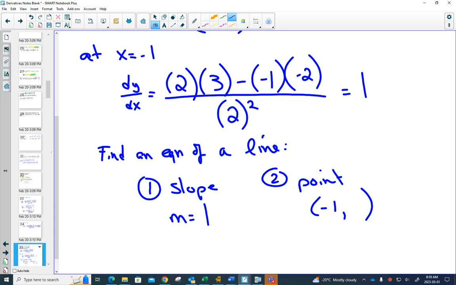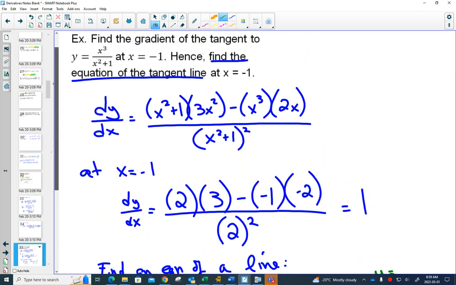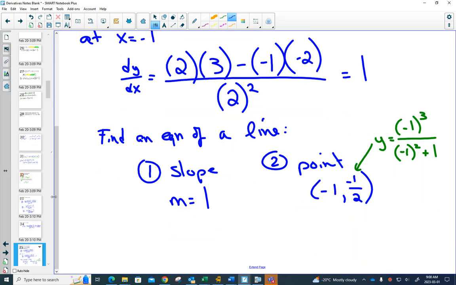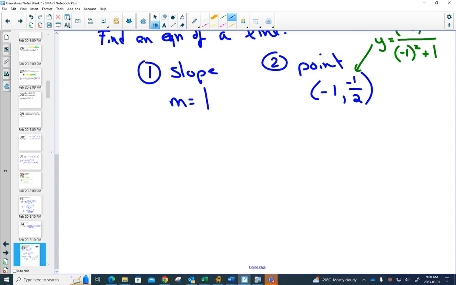Yes. I can find that y-coordinate right here by just going to my original equation and saying, well, if I plug in -1 for x, right? There's my original equation. I plug in -1, and I get -1/2. And if you have a slope and a point, that is enough information to find the equation of your line.